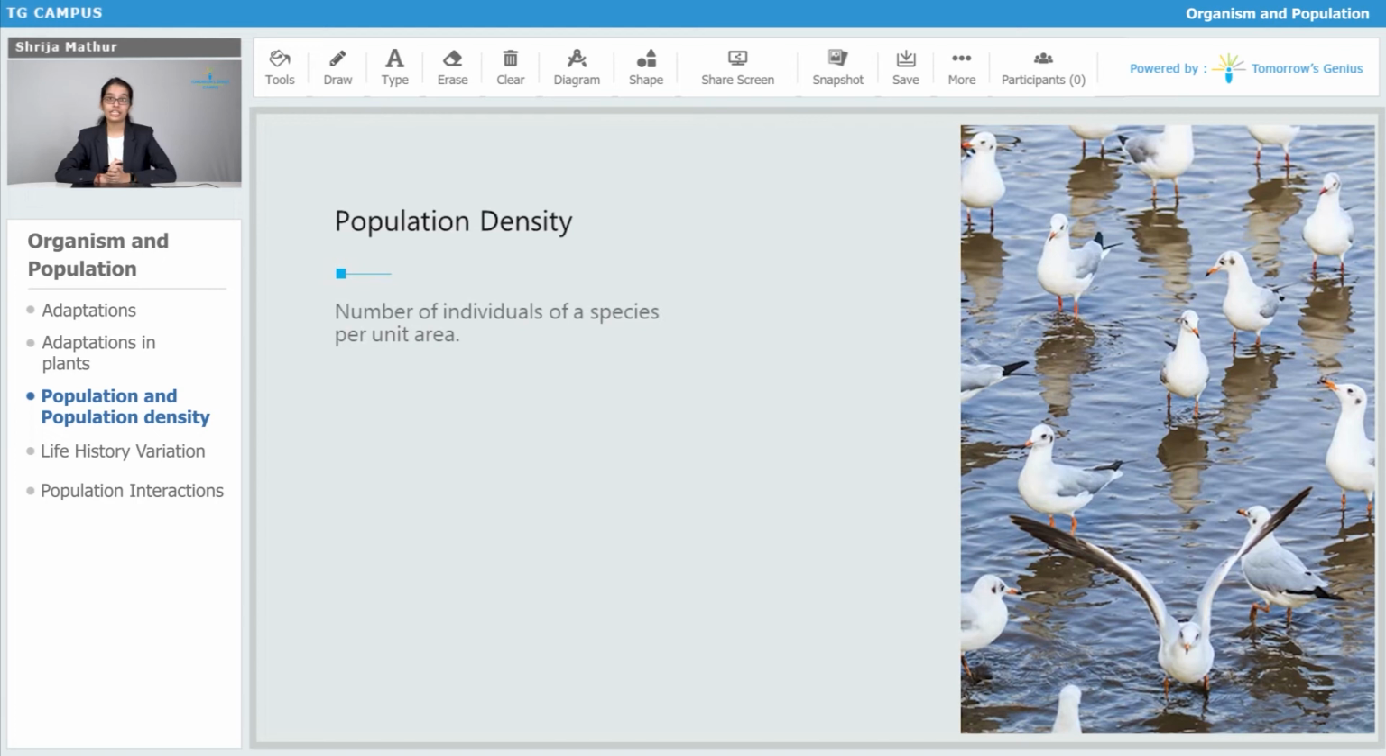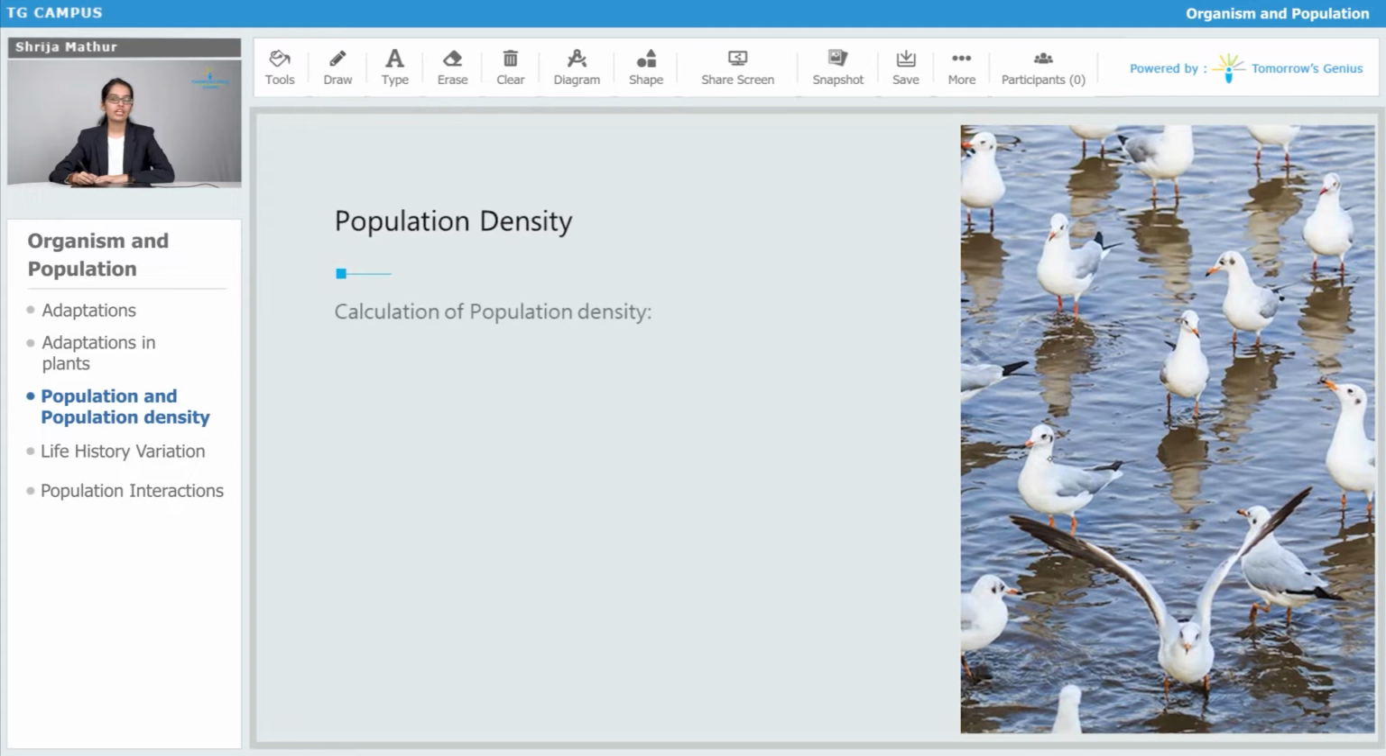Population density, what is it? Number of individuals in a species per unit area. We are considering an area and how many individuals are present there; that is population density. It is designated as N. We call population density N.